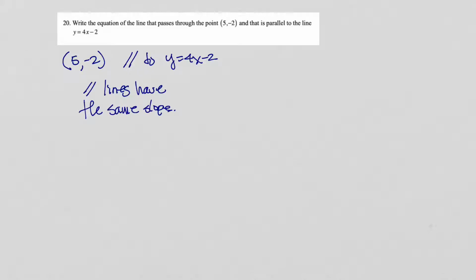We know parallel lines have the same slope, so our line passes through this point and is parallel to this line. Now look at the slope here. This slope, you know. That slope right there is 4. So now here's what we have. We have a point, 5 and negative 2, and we have this slope.